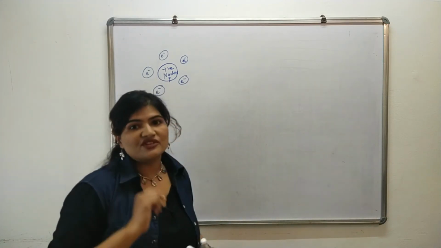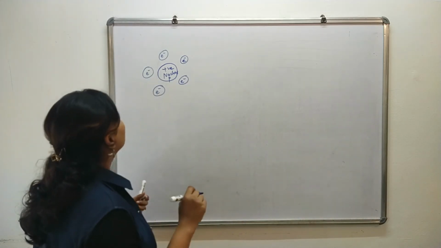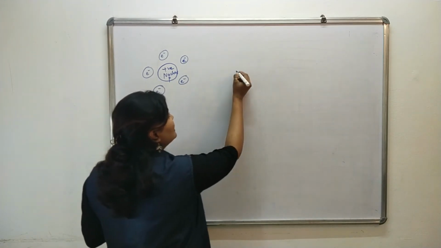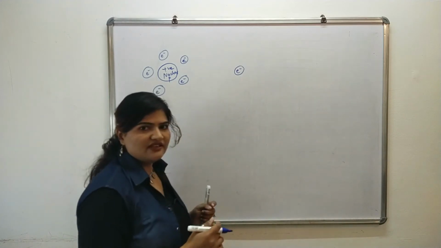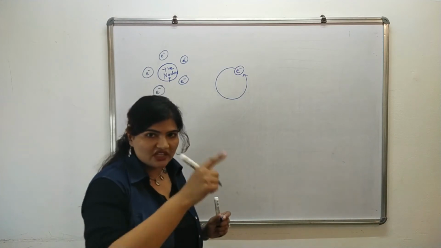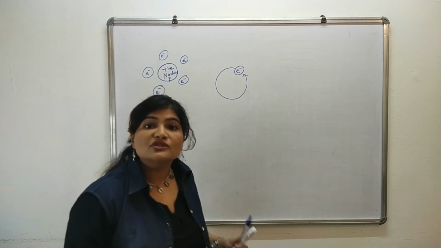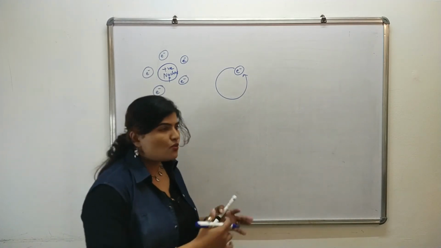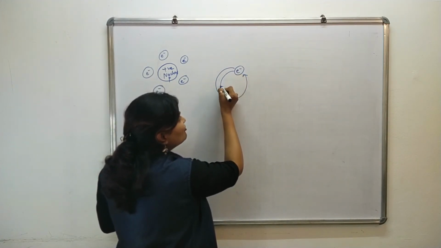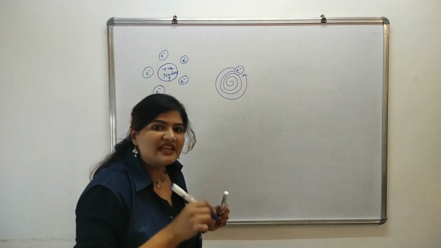Now, the first objection to Rutherford's atomic model is, as per a common law of physics, if any charged body is revolving in a circular motion in a particular path of radius, then over a period of time it loses energy. And as you know, once the revolving body loses energy, it will start to follow a spiral path and finally it will land up in the central nucleus.